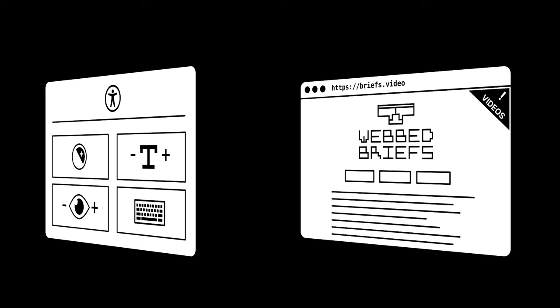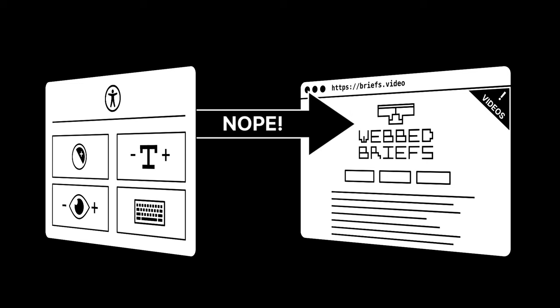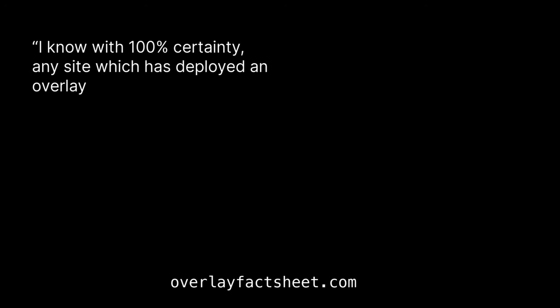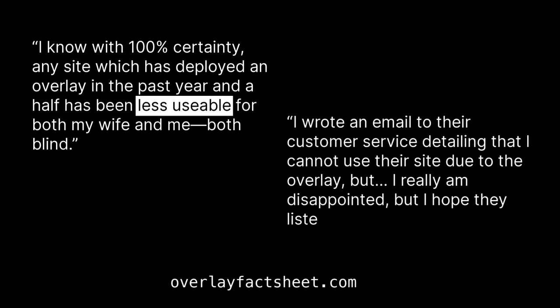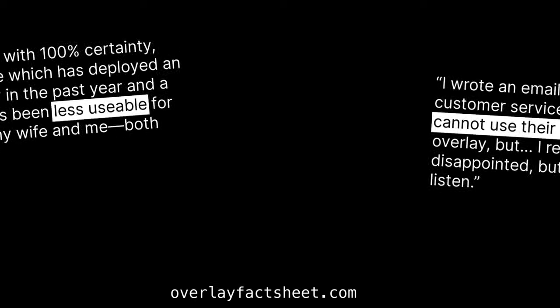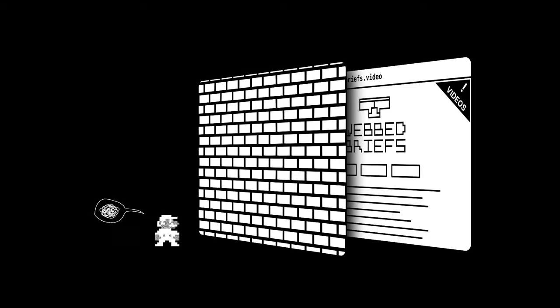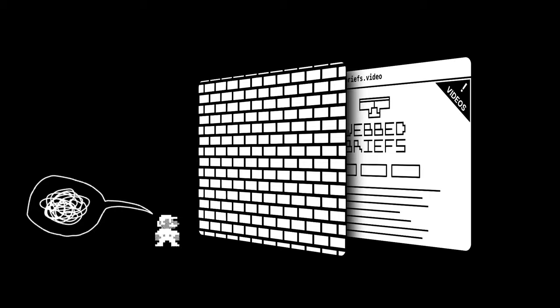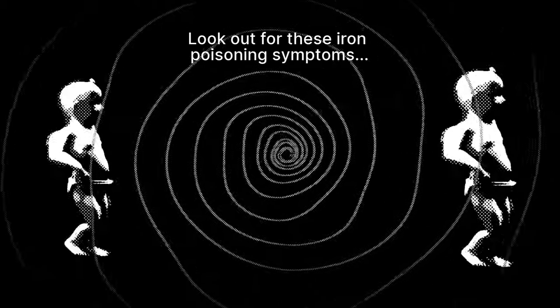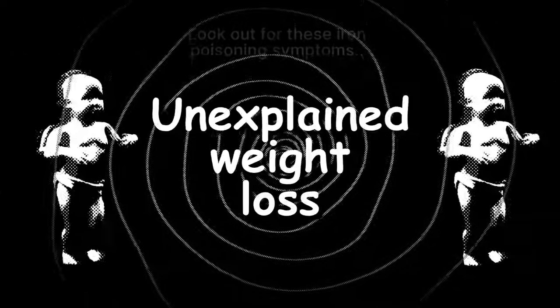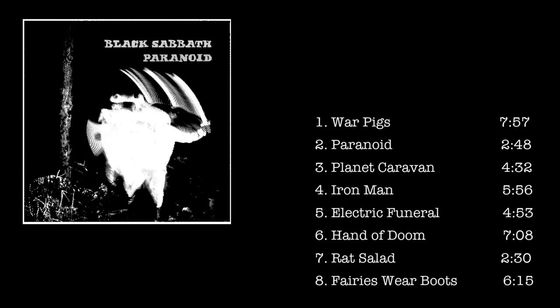Despite claims to the contrary, accessibility overlays do not and cannot make their underlying website accessible. In fact, as the website overlayfactsheet.com attests, accessibility overlays have a habit of being inaccessible themselves and can even prevent disabled people from using otherwise accessible sites, which is a level of irony so high it presents as fatigue, joint pain, general weakness, unexplained weight loss, and is the subject of Black Sabbath's 1970 proto-doom masterpiece.